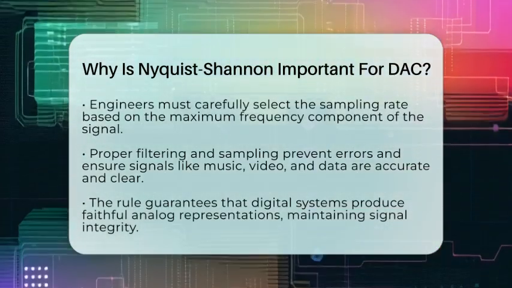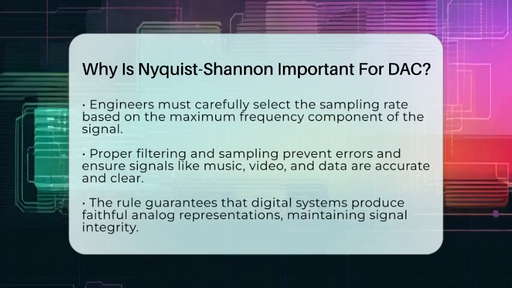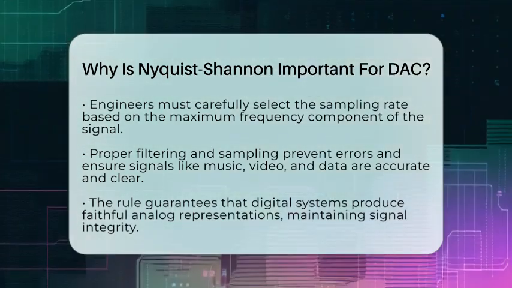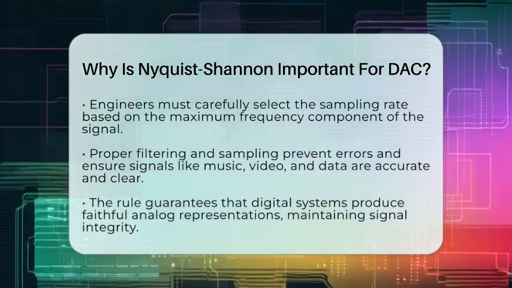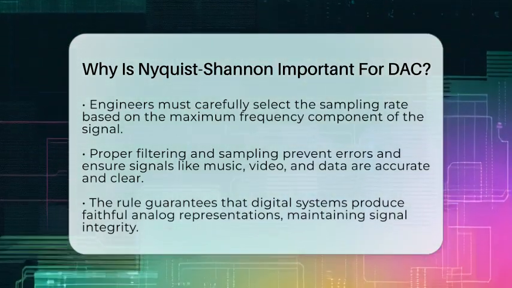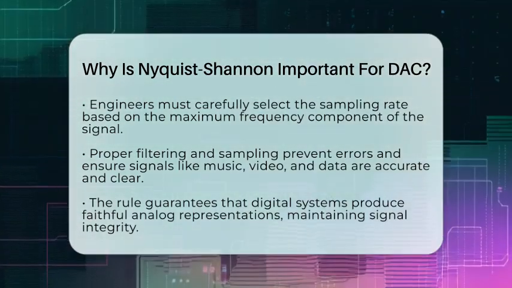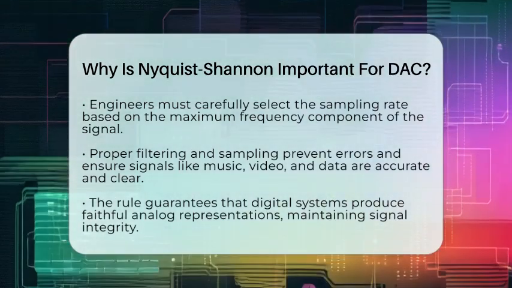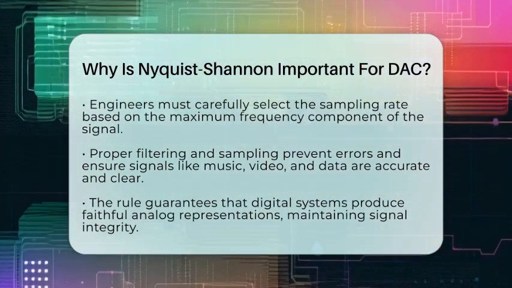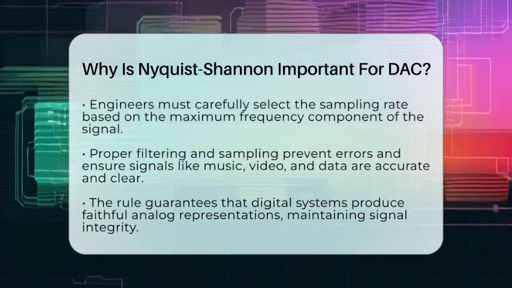When designing a digital to analog converter, engineers always check the highest frequency component of the signal and set the sampling rate accordingly. In embedded systems, this means carefully choosing the sampling frequency and filtering to match the signal bandwidth. For instance, in video or sensor data, the same rules apply. The goal is always to avoid aliasing and keep the output faithful to the original signal.